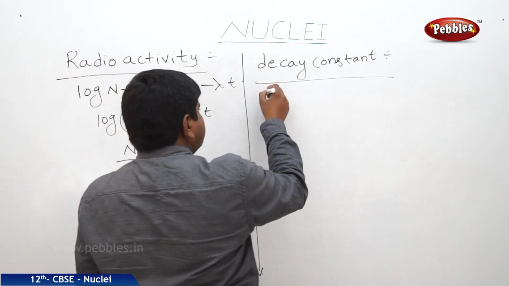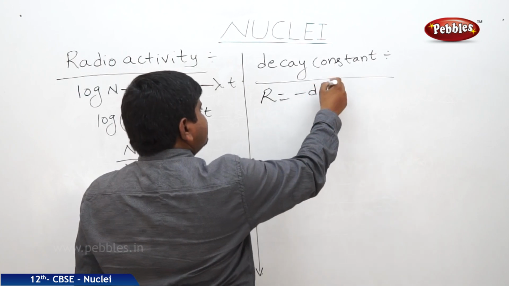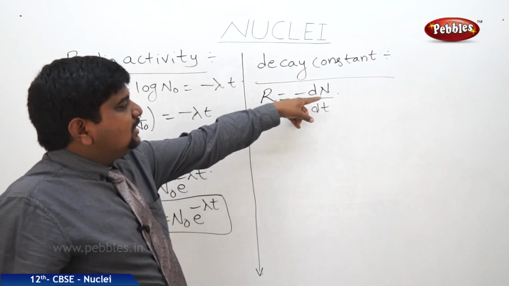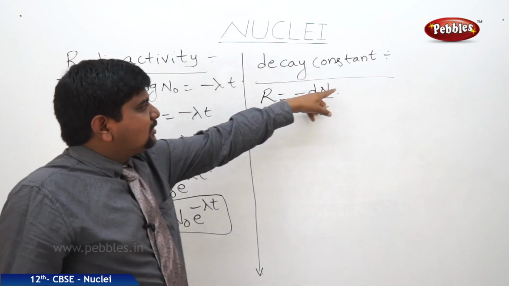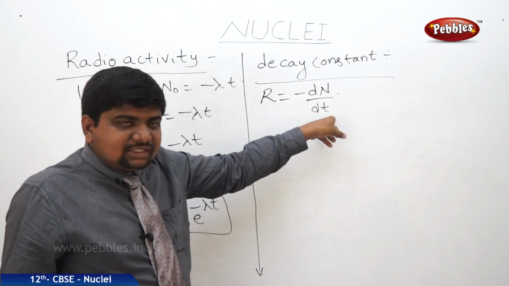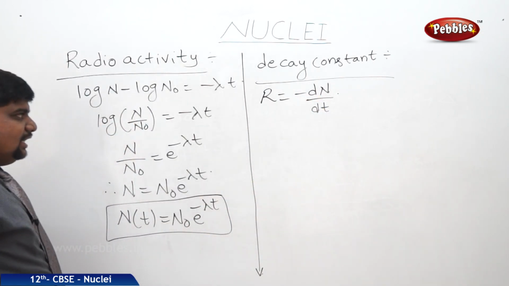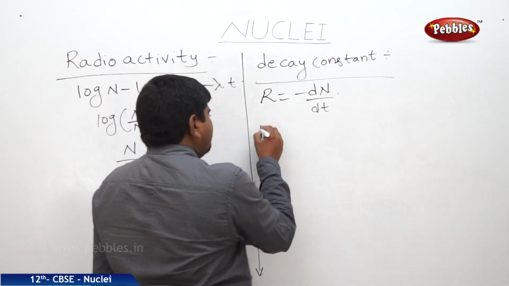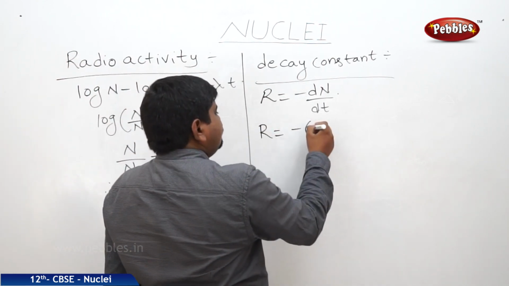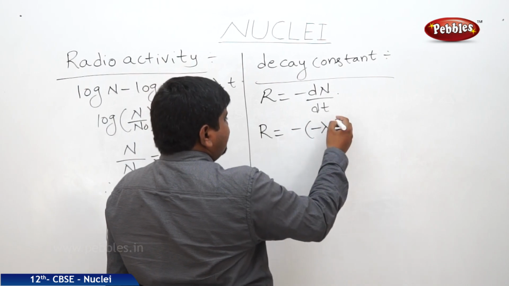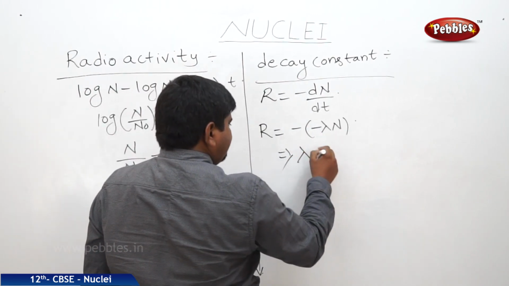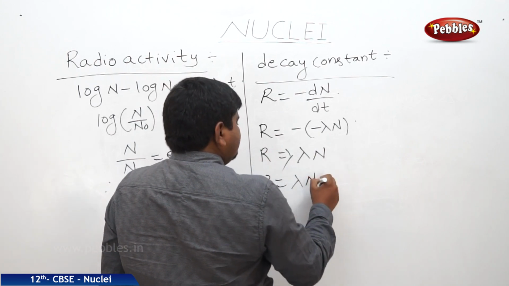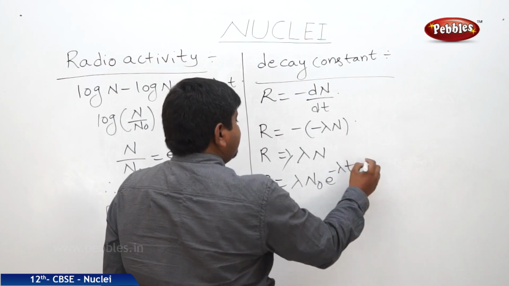The expression is R is equal to minus dN by dt. The symbol is R. It is expressed by minus dN by dt, meaning the number of nuclides decayed per unit time. We know that dN by dt is equal to minus lambda N. So R is equal to minus of minus lambda N, so R is equal to lambda N. Therefore, R is equal to lambda into what is N? N naught into e power minus lambda t.